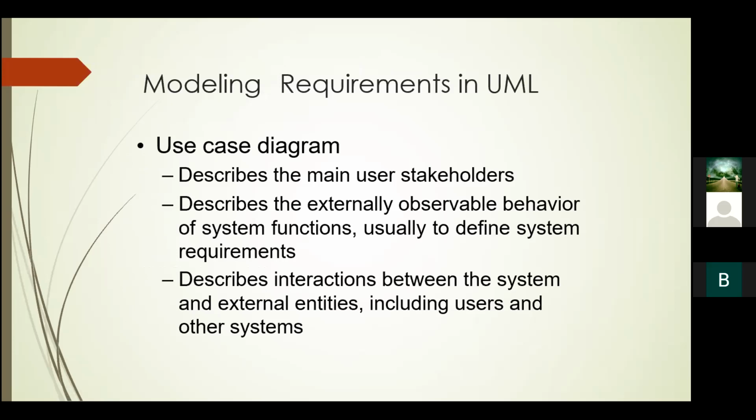So, modeling requirements in UML. Use case diagram. So, ito yung first at ito yung para sa akin, ito yung pinakamadali. Okay? Describes the main user stakeholders. Kung sino yung mga usual na gagamit ng software. Describes the external observable behavior of system functions, usually define the system requirements. Describe the interaction between the system and external entities, including users and other systems.